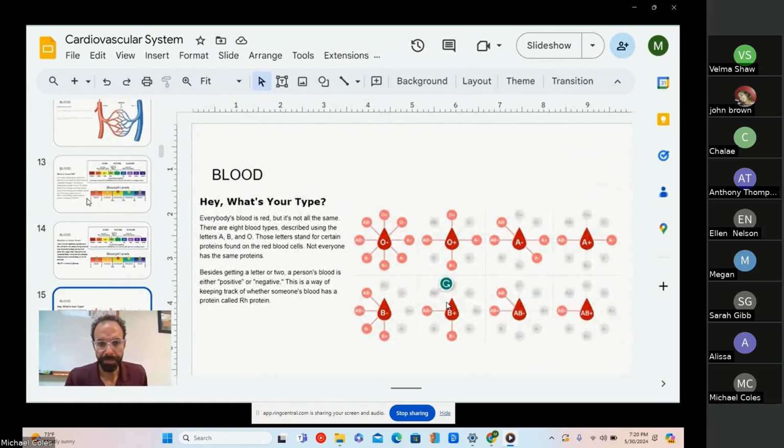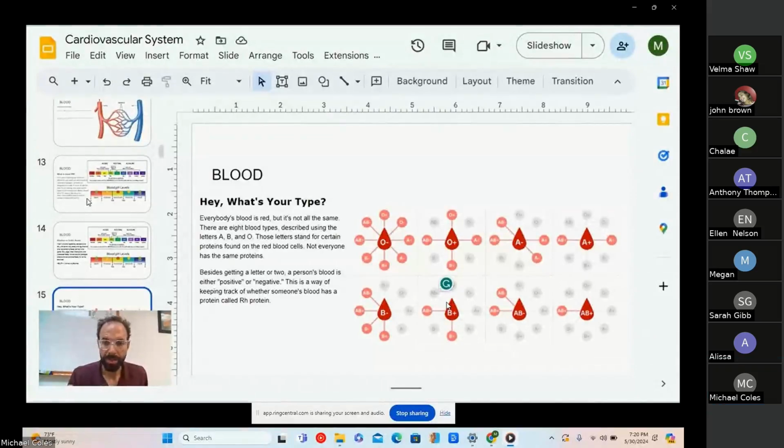Talking about blood type, everybody's blood has descriptors. So these proteins are descriptors, and depending on how many of these you have in your blood, it's going to determine what blood type you are. It just means, do you have more of this Rh protein or do you have less of this Rh protein?